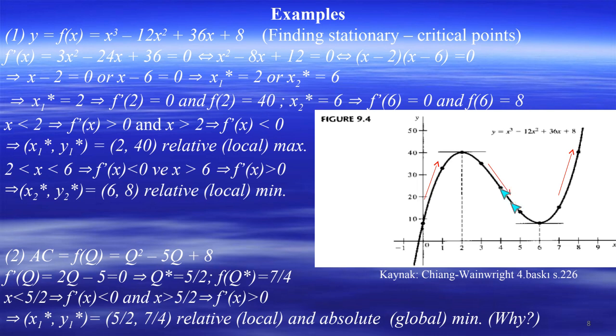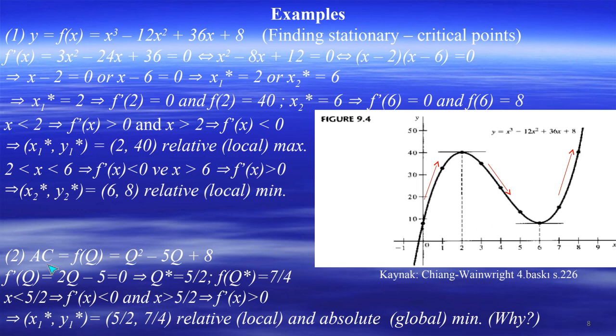But then we go down up to the point x equals 6, and here again the first derivative becomes 0. Before 6 it was negative, and after 6 it becomes positive again. So we go down and up afterwards. What is it? It's the bottom of a valley. It is a local or relative minimum. So we know which one is maximum, which one is minimum. This is the first derivative test.